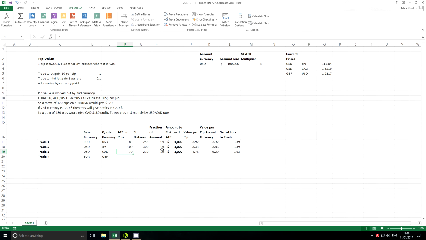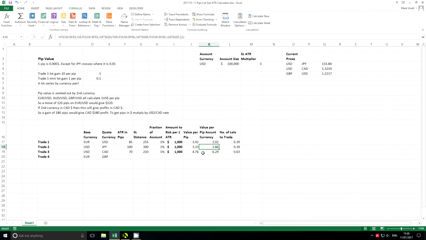I'm risking exactly the same fraction of my account, 1%, and so I'm risking exactly $1,000. This time our value per pip is slightly lower because our stop loss distance is slightly greater, which implies that at the current time there is more volatility in the USD JPY market. So we want to enter a slightly smaller trade to account for this.